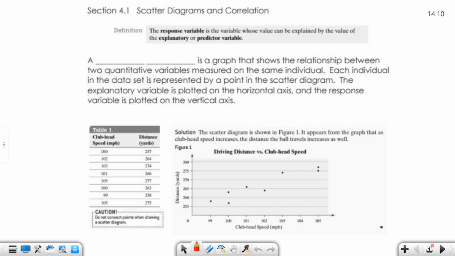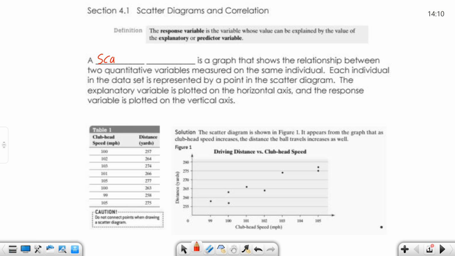Sections 4.1 and 4.2. Section 4.1 is scatter diagrams and correlation. The response variable is the variable whose value can be explained by the value of the explanatory or the predictor value. A scatter diagram is a graph that shows the relationship between two quantitative variables measured on the same individual. Each individual in the data set is represented by a point in the scatter diagram, and that's what this is.